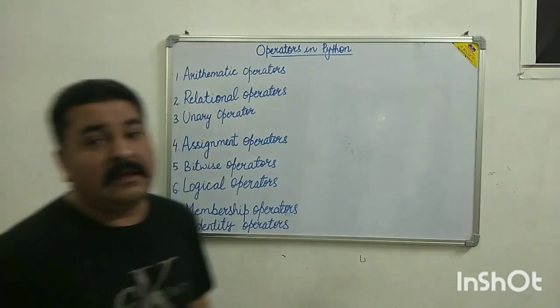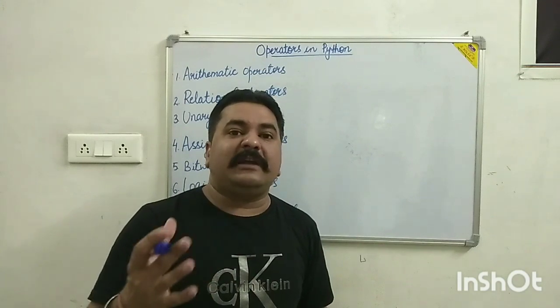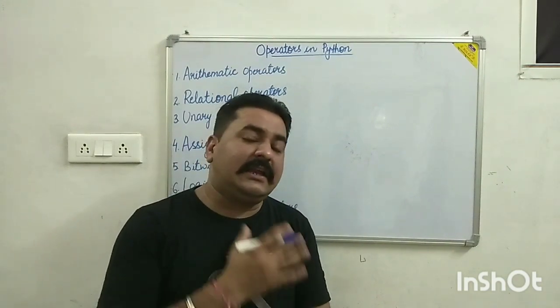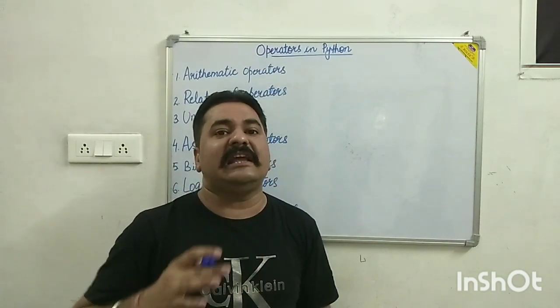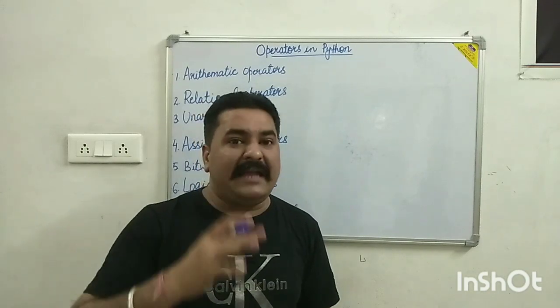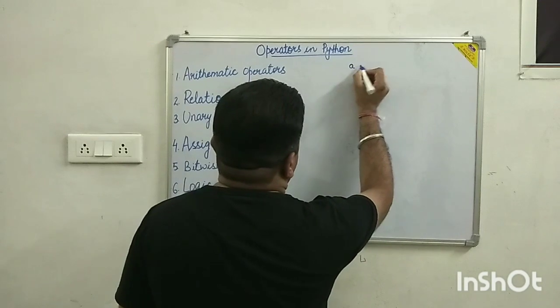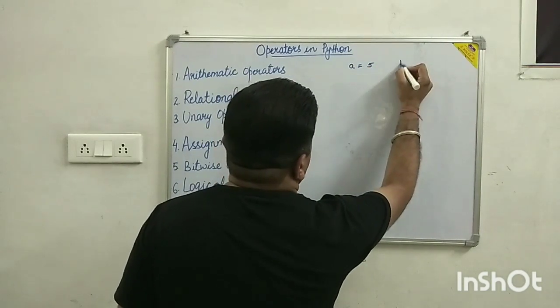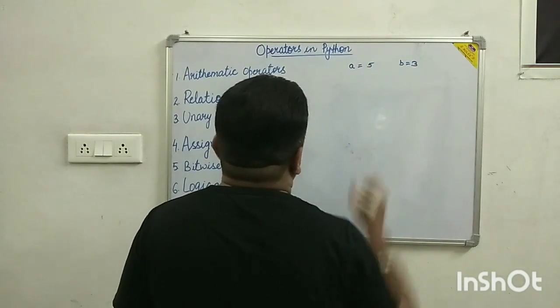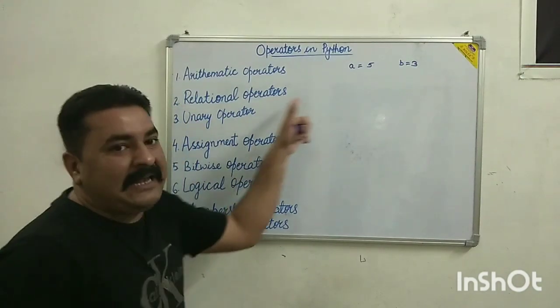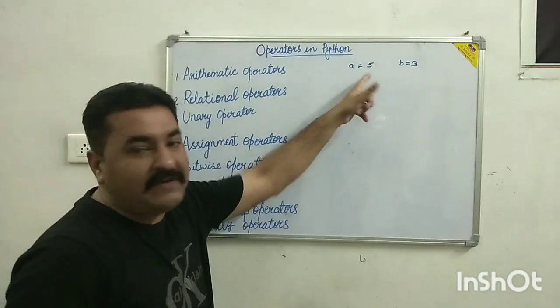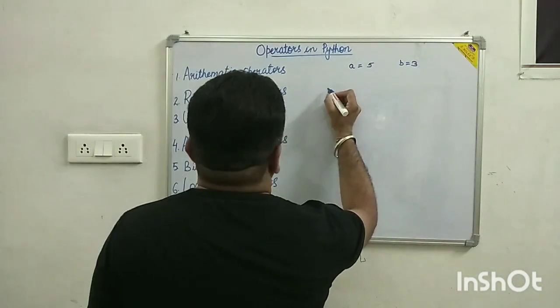The next operator is the relational operator. Relational operator means we are doing a comparison between two variables. When the name relational comes, it means there is a comparison between two variables. So if we assign variable A equal to 5 and variable B equal to 3, we have to do the comparison between these two variables, A and B.